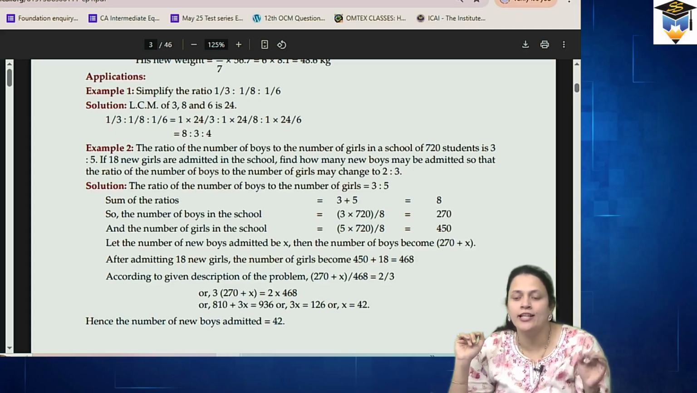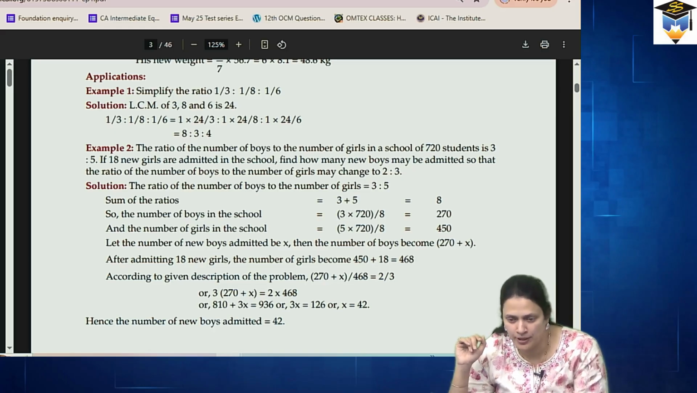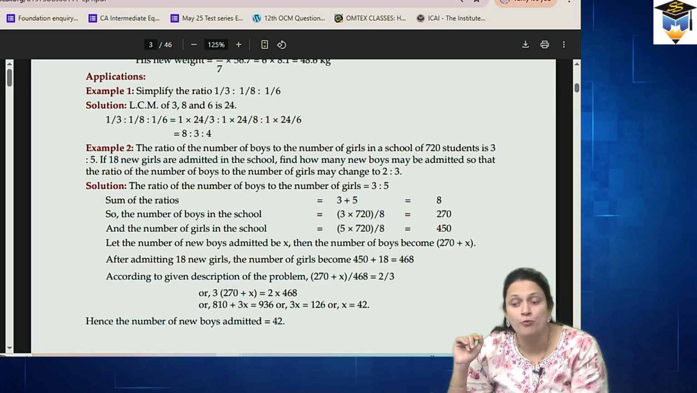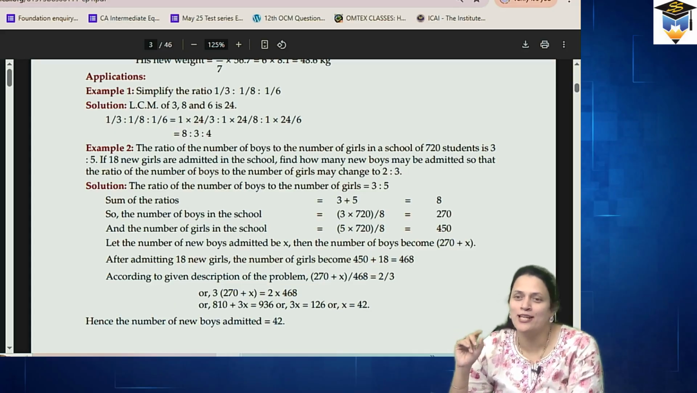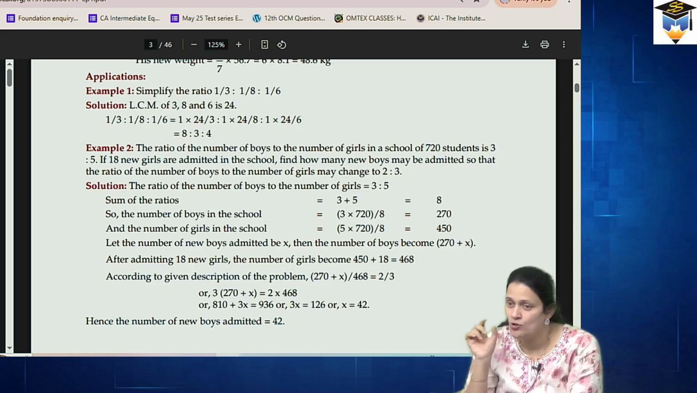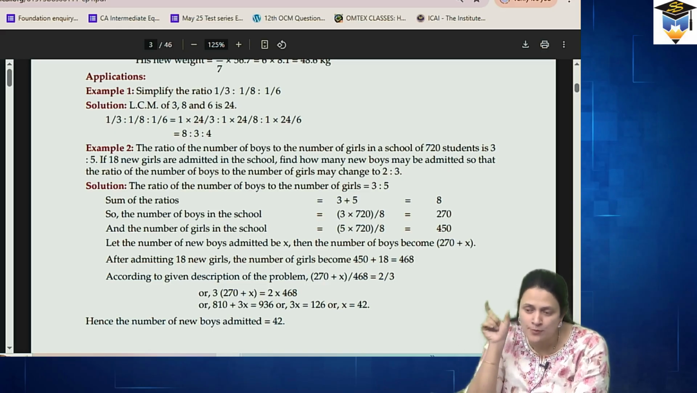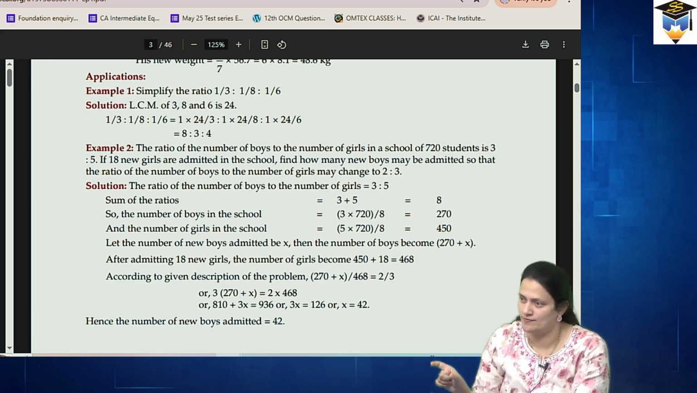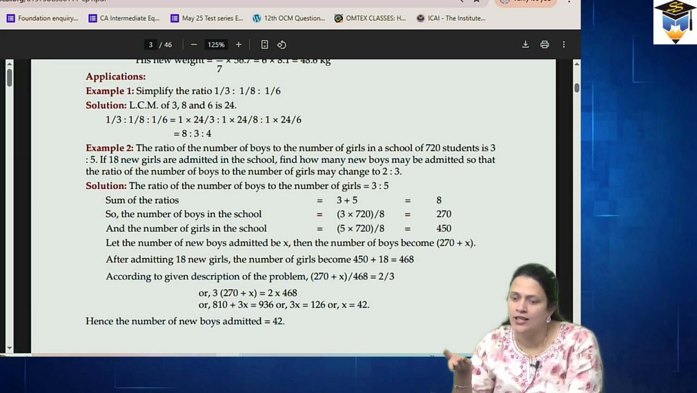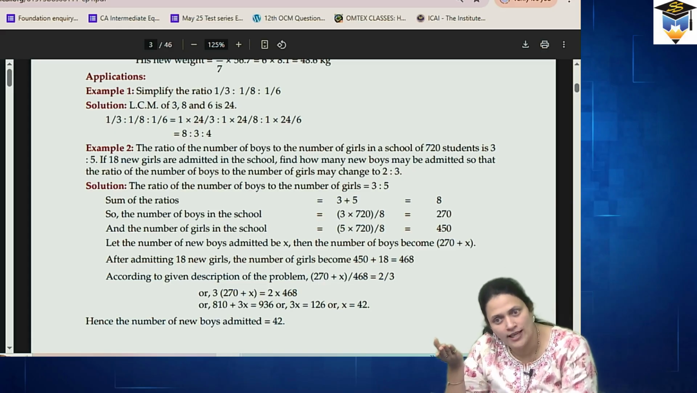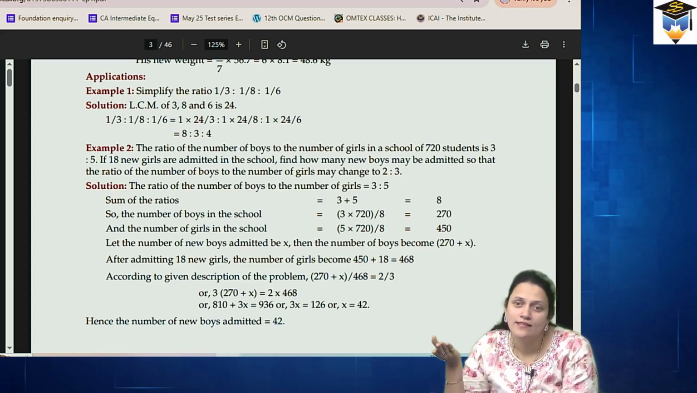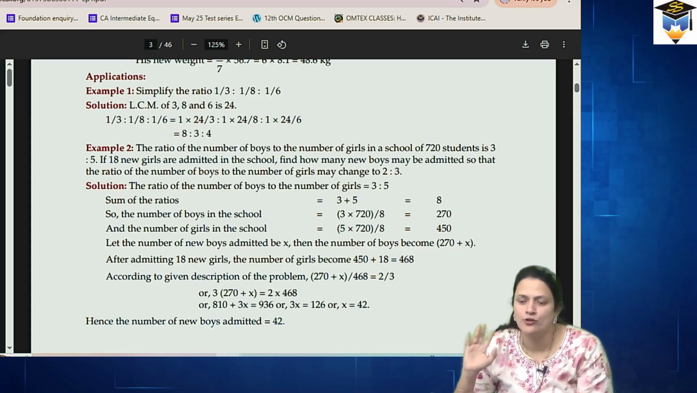If 18 new girls are admitted in the school, find out how many new boys may be admitted so that the ratio of number of boys to number of girls may change to 2:3. So number of boys upon number of girls, that means boys are less than girls. Initially the number of boys was more or less? Less only. So now what you need to do, the ratio is given to you 3:5.